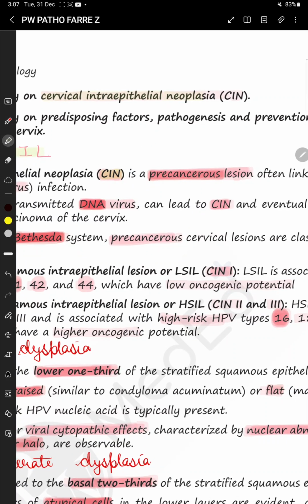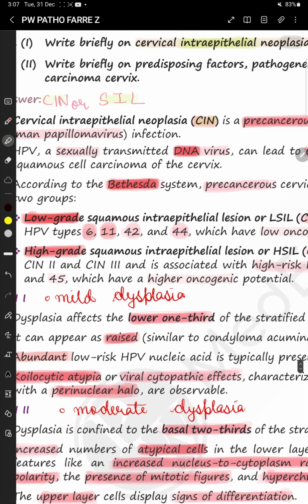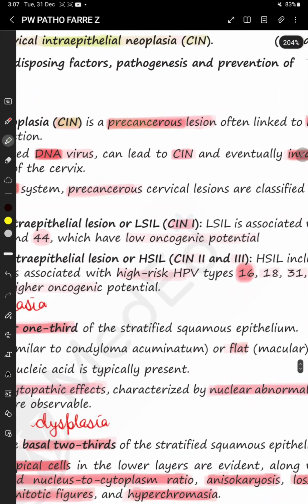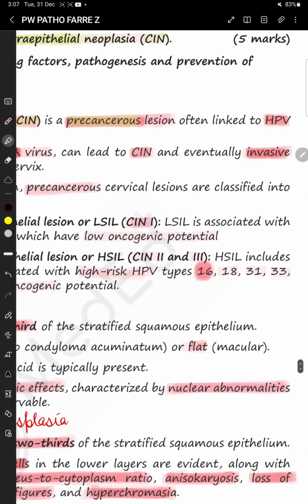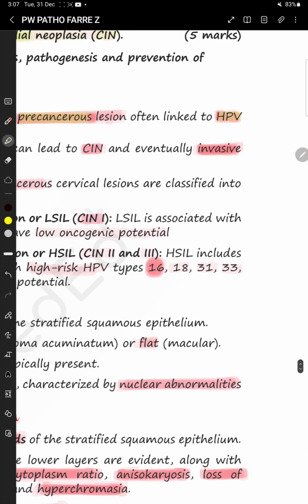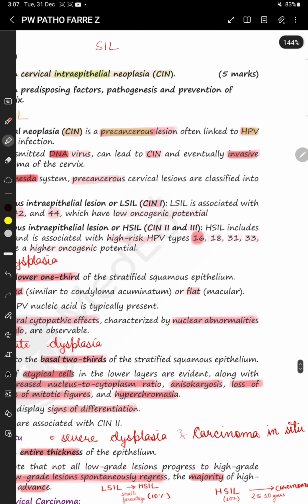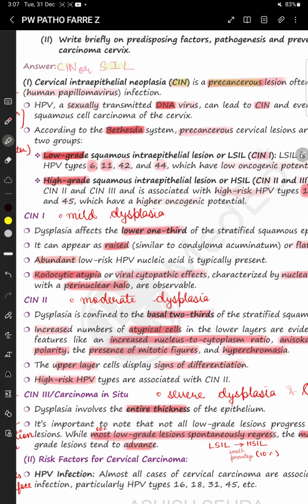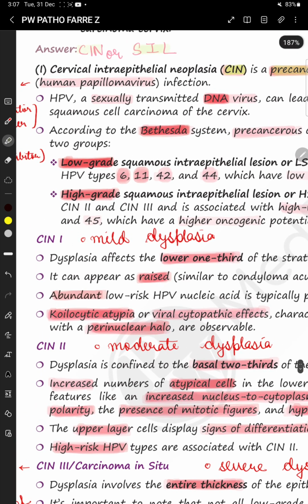Cervical intraepithelial neoplasia, that is CIN, is also known as squamous intraepithelial lesion. It is a precancerous lesion which is linked with a virus, the HPV virus, that is human papilloma virus infection.